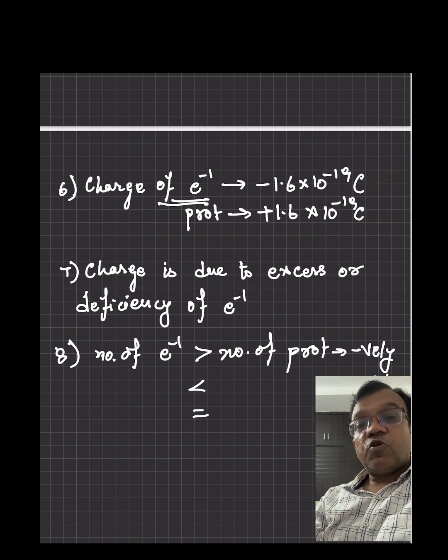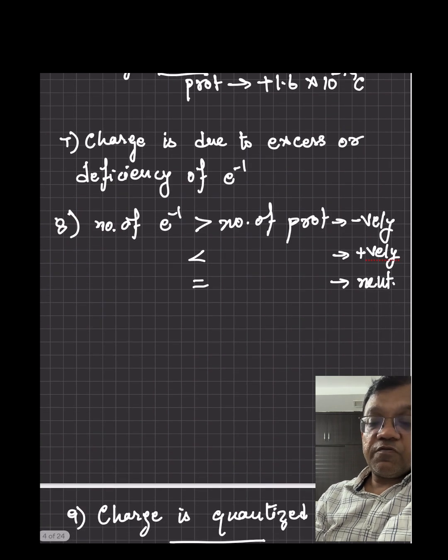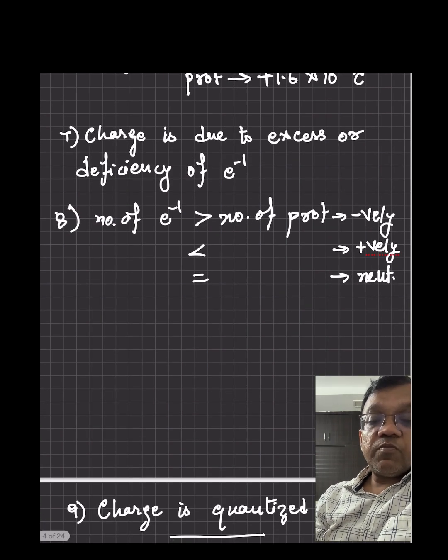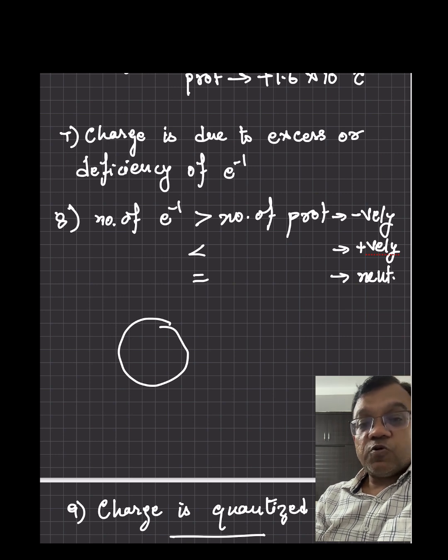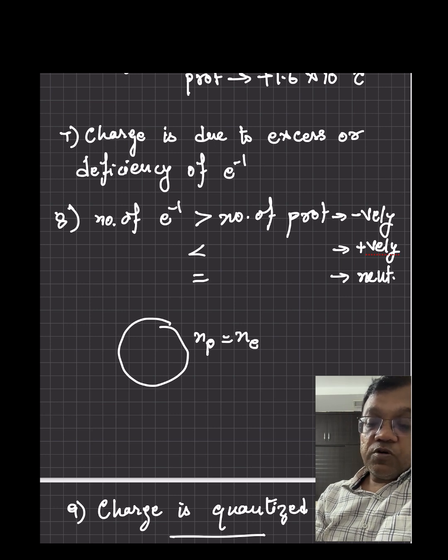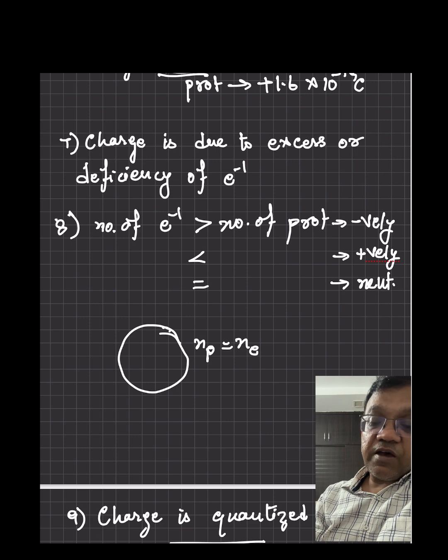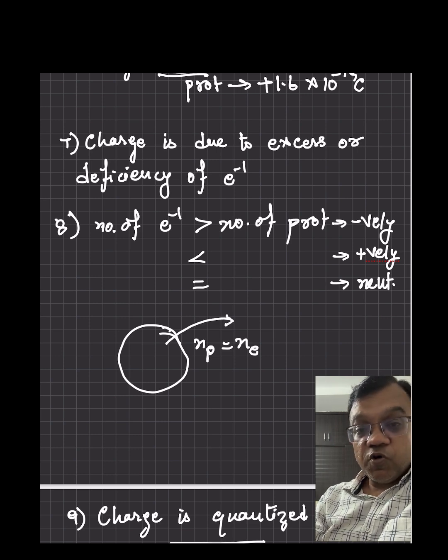Charge on a body is always due to excess or deficiency of electrons. Matter as a whole is electrically neutral, so it has an equal number of protons and electrons. But if we say it has some charge, it means either some electrons have been removed or some electrons have been added.